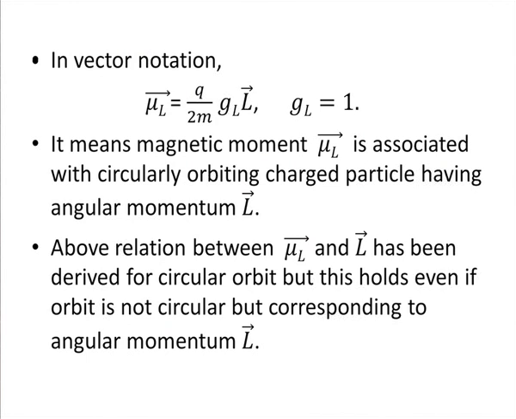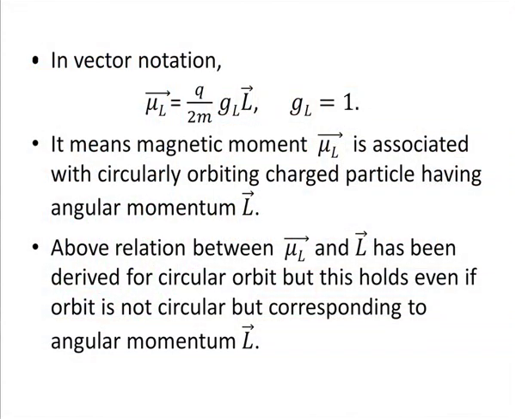Now, in vector notation, mu L vector is q by 2m g_l times L, g_l is equal to 1. Now, you must note that this relation has been derived for circular orbit, but this holds even if orbit is not circular, but corresponds to angular momentum L.